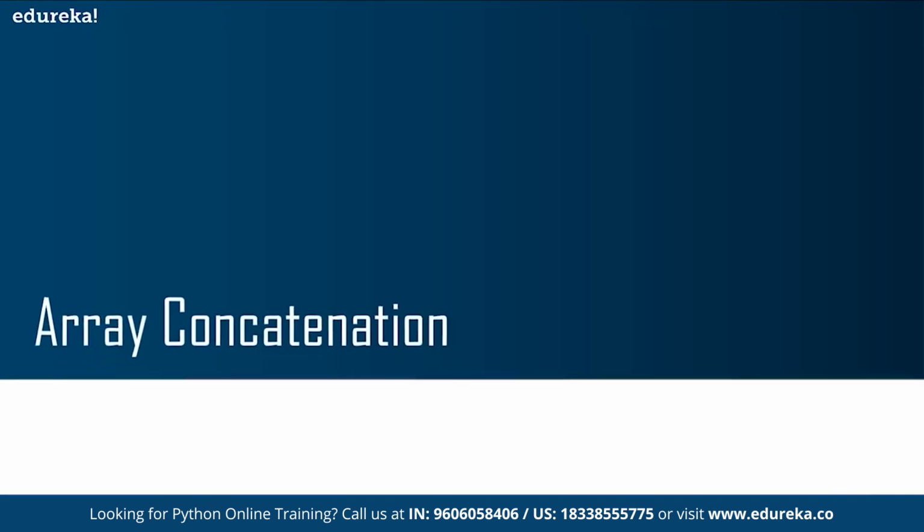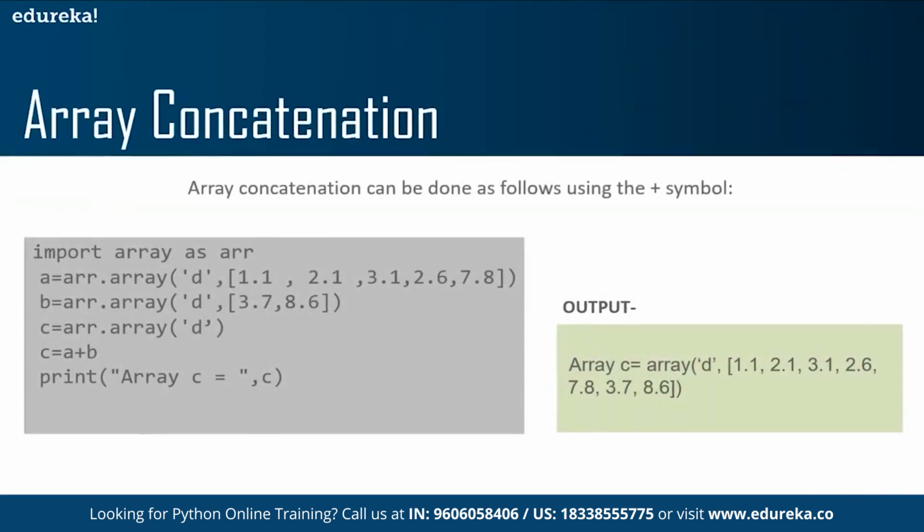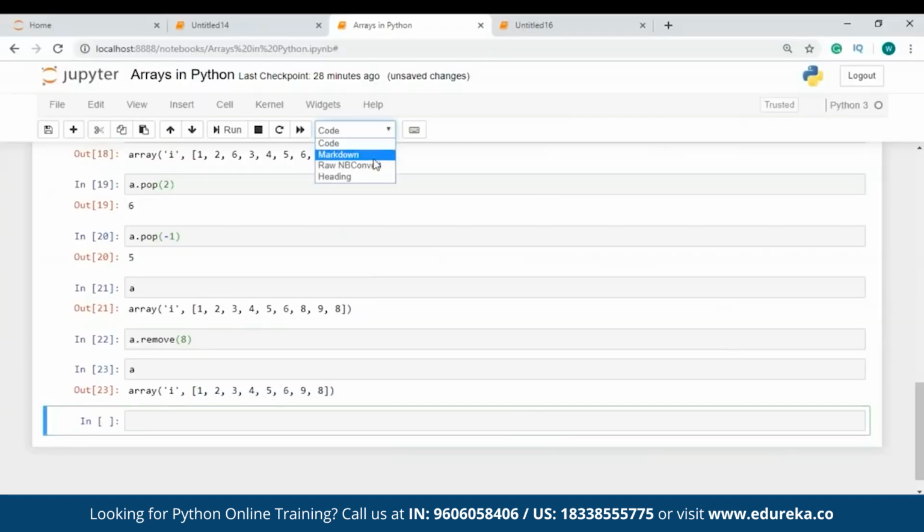Our next operation is array concatenation. Concatenation means joining. So in case you want to join different arrays, you can make use of the plus symbol. As you can see on the screen, I've created some random arrays A and B, and then I've created some random array C, which is empty. Also make a note that all three arrays have the same type code. And then I've concatenated A and B into my empty array, which is C. As you can see in the output, all the elements present in A and B have been concatenated into my array C. Now let's go to our Jupyter notebook and perform array concatenation.